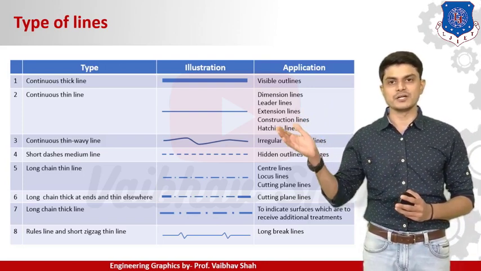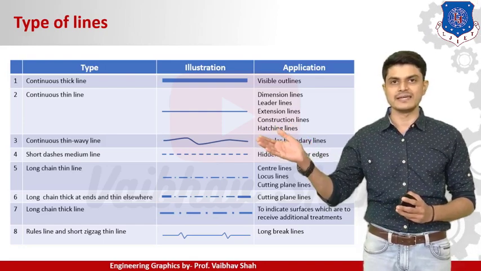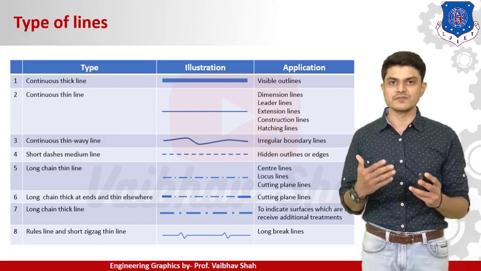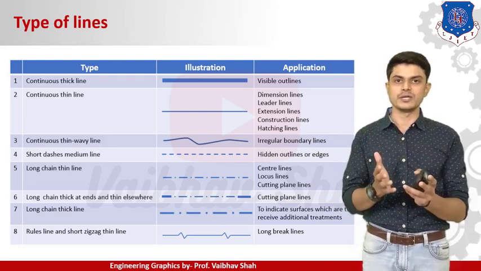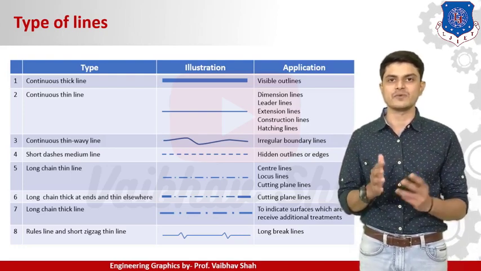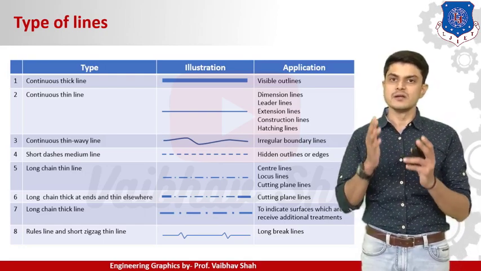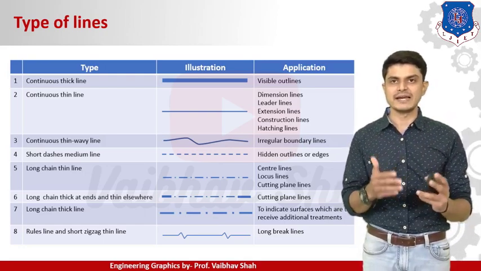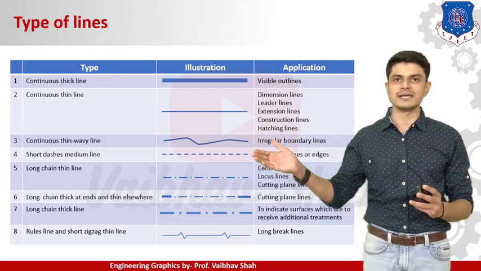Then after we will be having continuous thin wavy lines. So these are the irregular boundary surface lines. We will be showing these lines in most of the civil engineering or mechanical applications where your surface is having irregular boundaries. Then after we will be having short dashes, medium line like this.